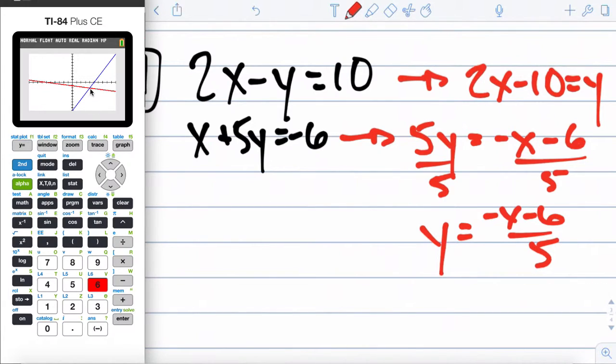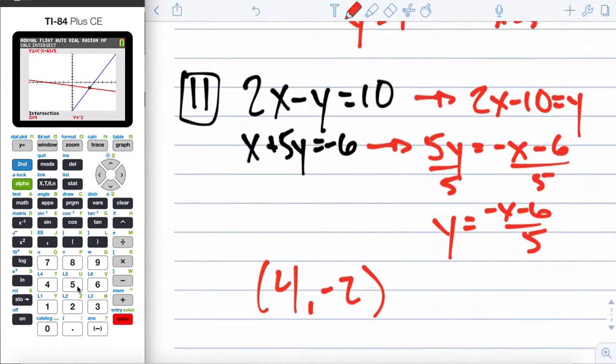I have an intersection point right here, so I'll go to second trace, option 5, and first curve. You can see them right there on the blue line. So I hit enter, goes to the red line, hit enter, and then guess. They only cross once, so we don't have to be too particular. So I get the solution for negative 2. Okay, that's 11.